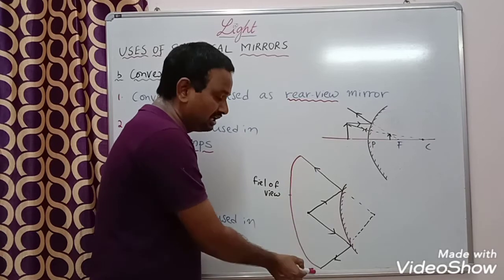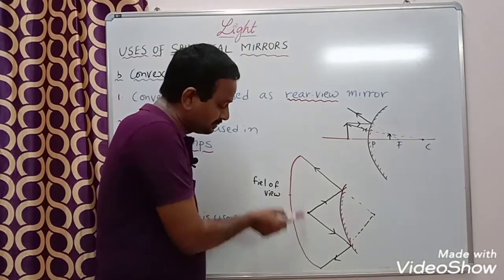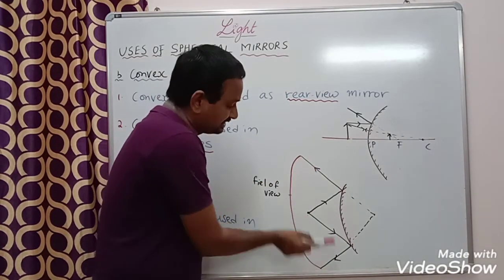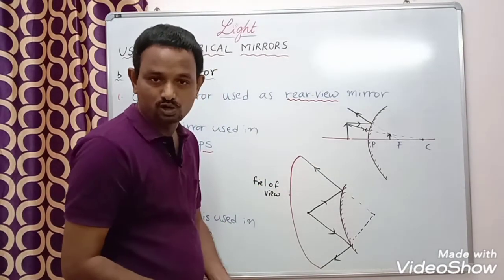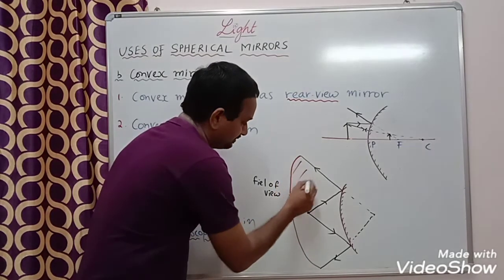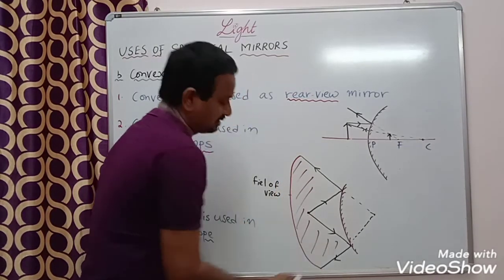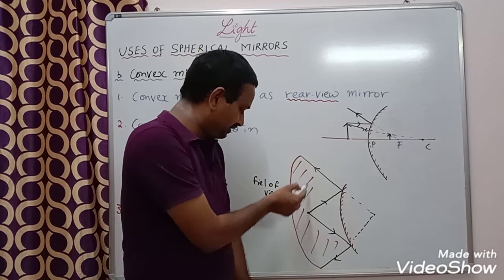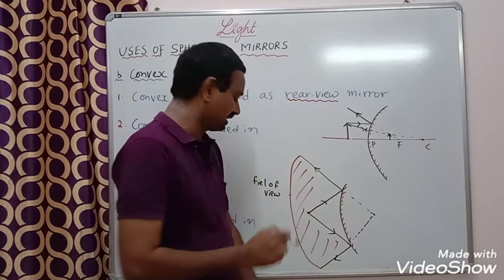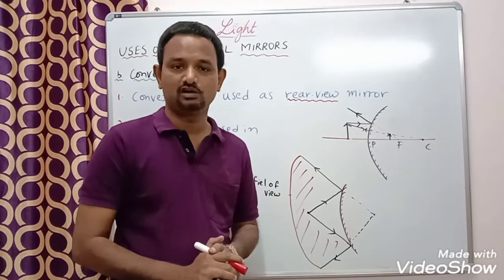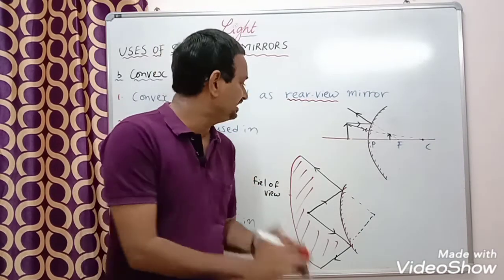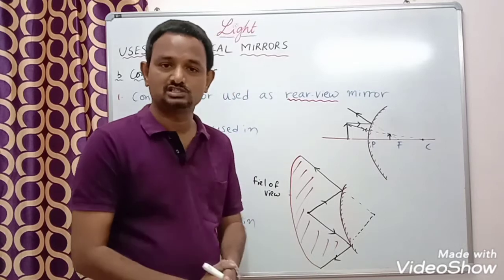What is field of view? The region between extended reflected rays is called field of view. See this complete region. So a convex mirror has a larger field of view, and because of these benefits we are using a convex mirror.